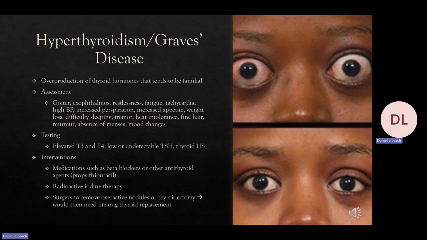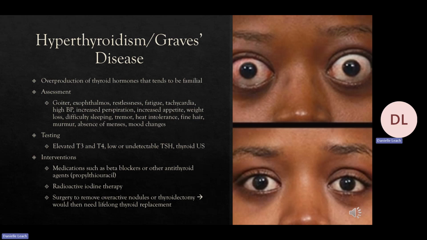Clinical presentation of this would be possibly a goiter in the neck, along with exophthalmos or bulging of the eyes, as shown in this picture. Other symptoms include restlessness, fatigue, tachycardia, high blood pressure, sweating, increased appetite, weight loss, difficulty sleeping, tremors, intolerance to heat, fine hair, murmurs, absence of menses, and mood changes or irritability.